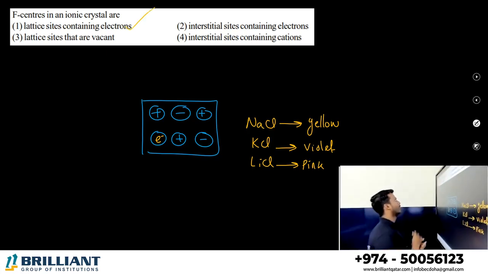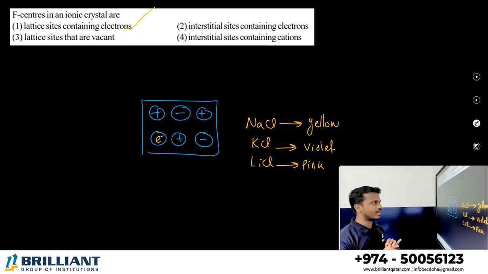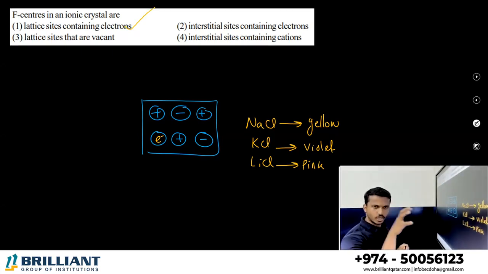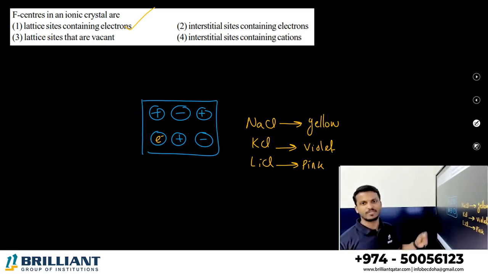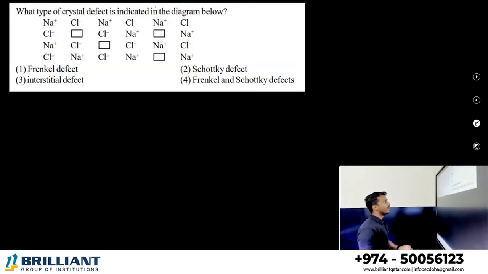Yes, option A. Lattice sites that are vacant, interstitial site containing electron, interstitial site containing, not in interstitial site. I told you the position which is actually occupied by a constituent particle like a molecule, atom or ion is called a lattice site. From the original lattice site, one anion is missing, that vacancy is occupied by an unpaired electron. This is called F center or color center. Okay, answer is A.